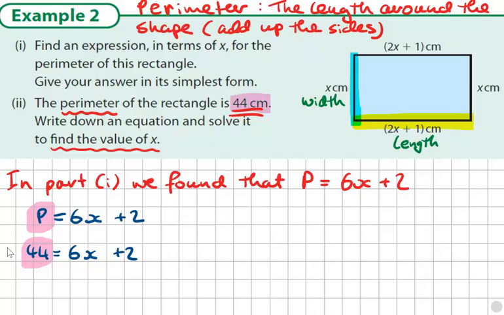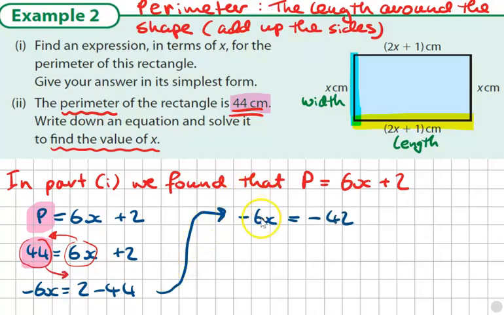And when I say numbers to the right, I mean any terms that are constant. That means there are no letters in them, so numbers on their own. So 2 is a constant. It's already on the right-hand side, so that stays where it is. But 44 needs to move over to the right-hand side. And when you carry 44 over the equal sign, it becomes minus 44. So letters to the left, numbers to the right. So we get minus 6x is equal to 2 minus 44. So that gives us minus 6x equals minus 42, because 2 minus 44 is minus 42.